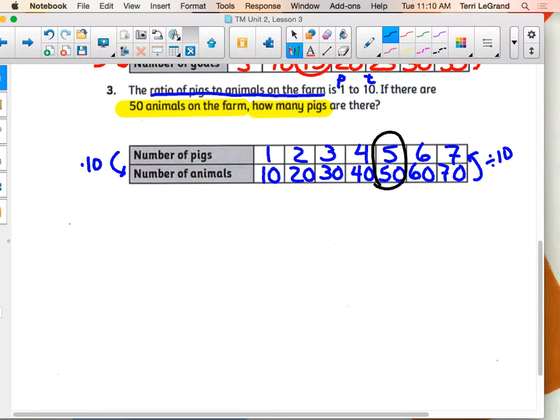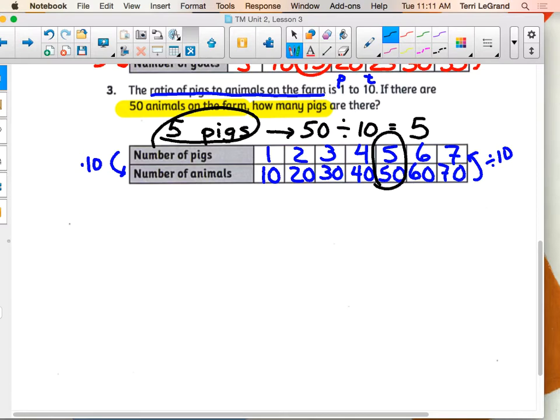Okay, anybody know how many pigs there are? How many pigs are there? Ikea? 5 pigs. Okay, somebody else support that with a multiplication or a division problem for us. Sylvia? 50 divided by 10 equals 5. Okay, so every time in these particular problems, we're moving from the bottom up.